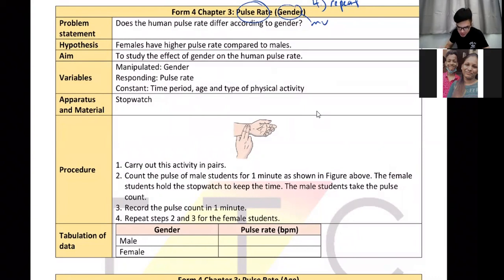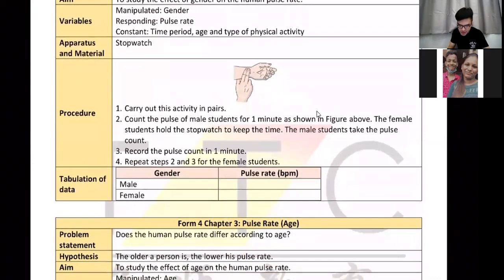All right, so what do you do? Okay, let's look at the procedure. The procedure will be a bit different. They do it in a very different way. So carry the activity out in pairs, count the pulse rate of the male student in 1 minute as shown. The female student holds the stopwatch and keeps time.